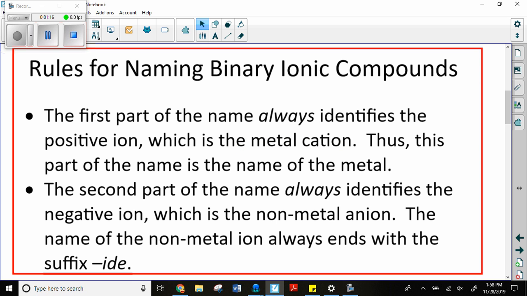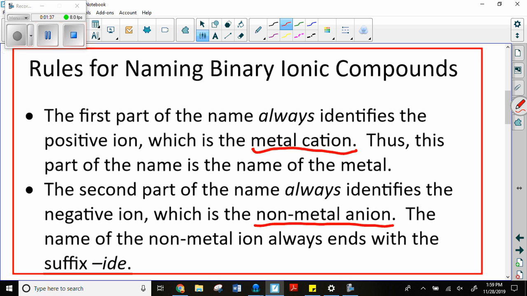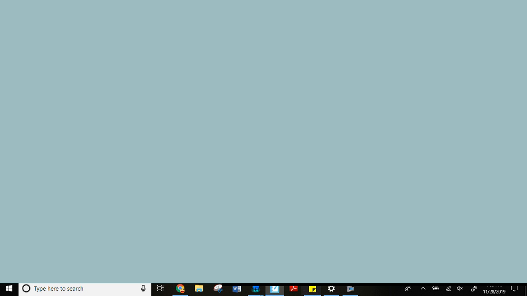Metal cation. Look at me go! Okay, metal is positive. The second part of the name always identifies the negative, which is the non-metal. Anion. Okay. When we are naming our non-metal, you change the ending of the non-metal to "ide."